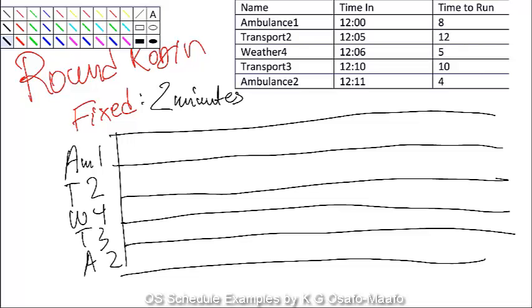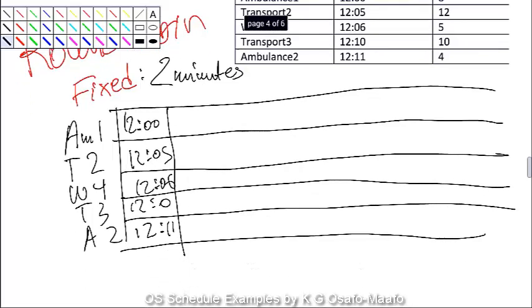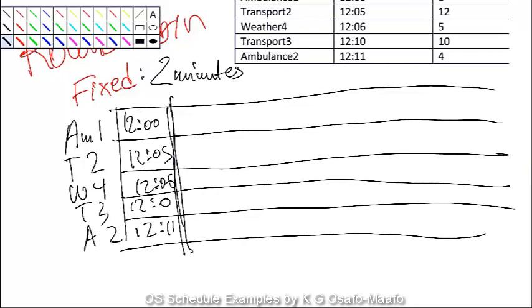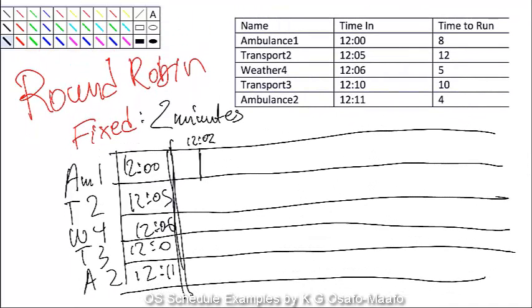Alright, so let's start. Someone comes in at 12, someone comes in at 12:05, next person at 12:06, next person at 12:10, and next person at 12:11. So at check off, at 12, A1 comes in and runs for 2 minutes only. So at 12:02, we stop him, but he's run for only 2 minutes. That means he has 6 minutes remaining. So at this point, it's done 2 out of 8.